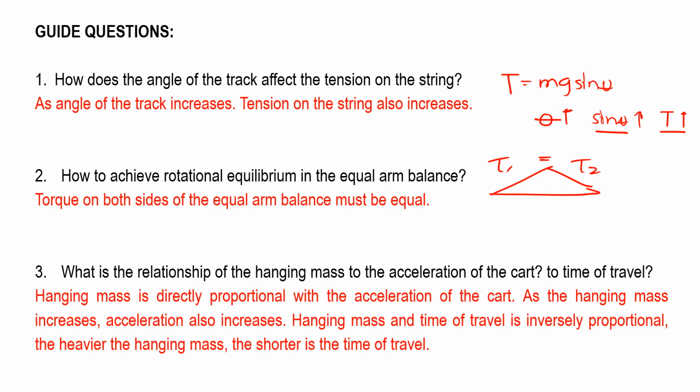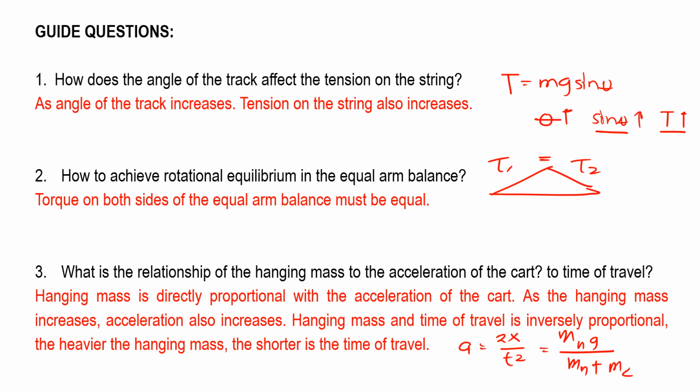What is the relationship of the hanging mass to the acceleration of the cart? And what is the relationship of the hanging mass to time of travel? Again, we have the formula to compute for acceleration. So acceleration is equal to 2 multiplied by the distance, divided by the square of time. And then the other formula is using the hanging mass, multiplied by acceleration due to gravity over the sum of the hanging mass and also the mass of the car.